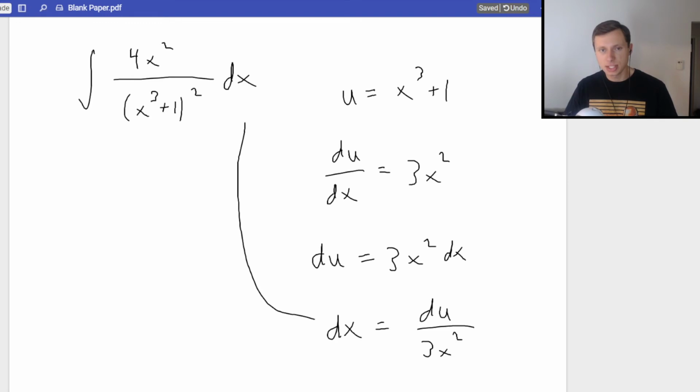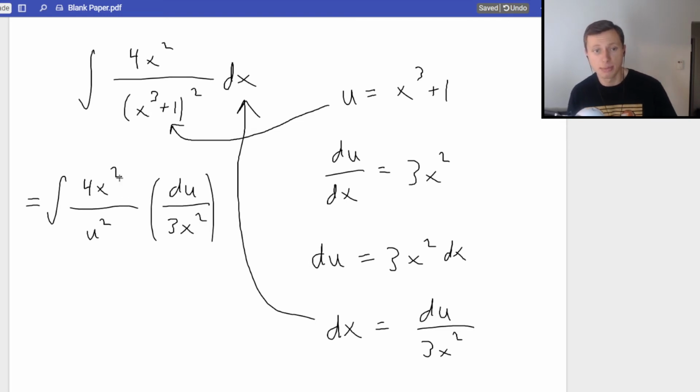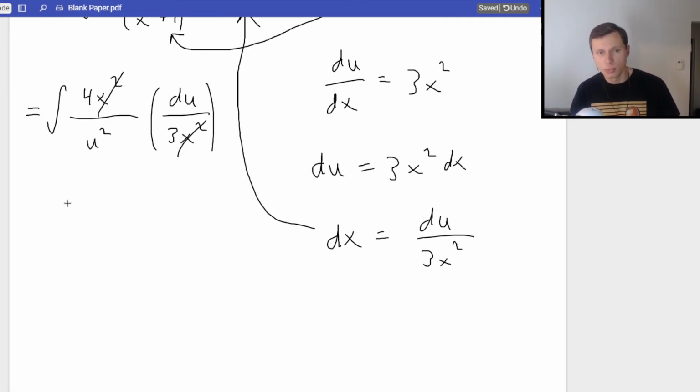I'm going to plug in the dx right there, and I'm also going to plug in my u, x cubed plus 1, right there in the denominator. So what does my integral look like then? What do I do with the 4x squared in the numerator? Nothing. I leave it alone. I hope it cancels out. In the denominator, I have u squared now, and dx got replaced with du over 3x squared. So similar to the last problem, the x squareds will cancel out. The 4 and the 3 do not cancel out. They're going to be written out in front of the integral as 4/3 as a coefficient times the integral of 1 over u squared du.